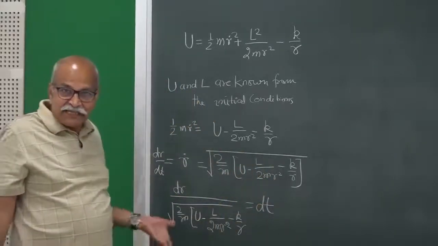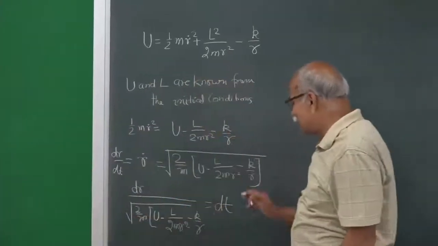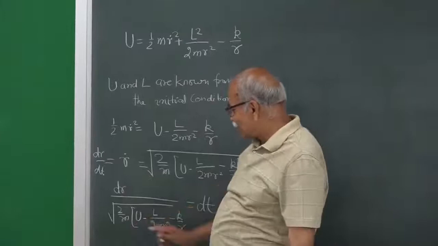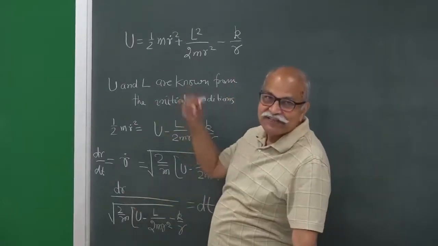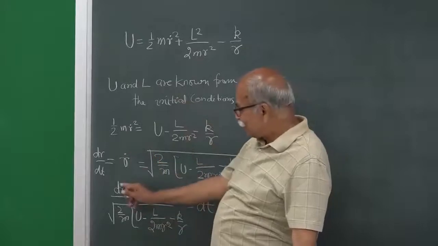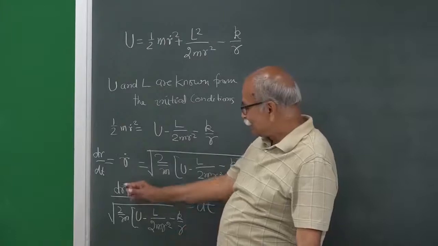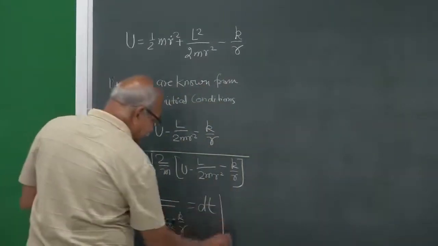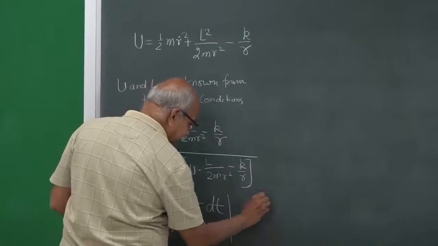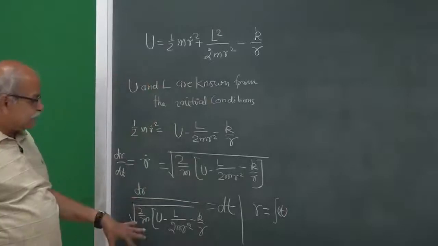So, as a physics person, I have done my job. This is now mathematics. This is a function of r, and here you have dr. So, apply the rules of integration to get this expression here. Okay. So, from here you get r as a function of time, some function of time. When you integrate this, you get that.